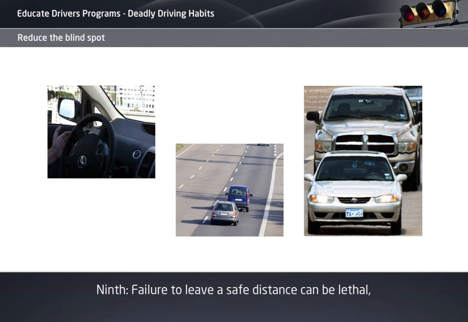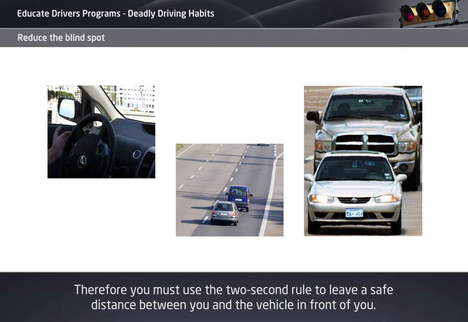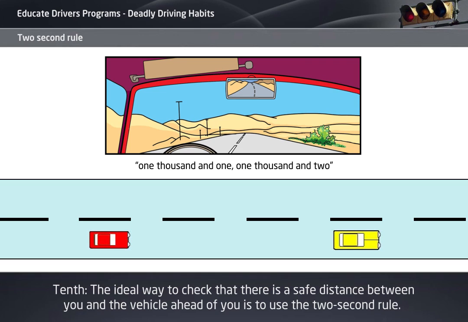Ninth, failure to leave a safe distance can be lethal, increasing the likelihood of you colliding with the car in front of you as you get closer to it. Therefore, you must use the 2-second rule to leave a safe distance between you and the vehicle in front of you. 10th, the ideal way to check that there is a safe distance between you and the vehicle ahead of you is to use the 2-second rule.